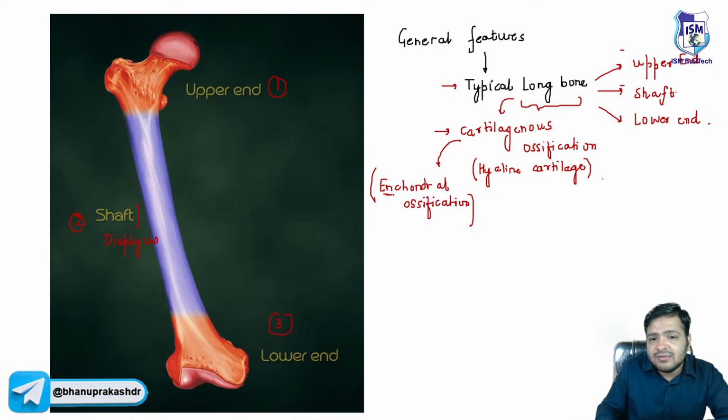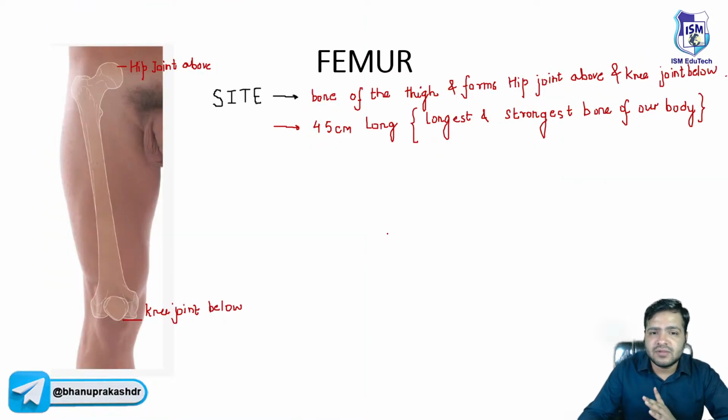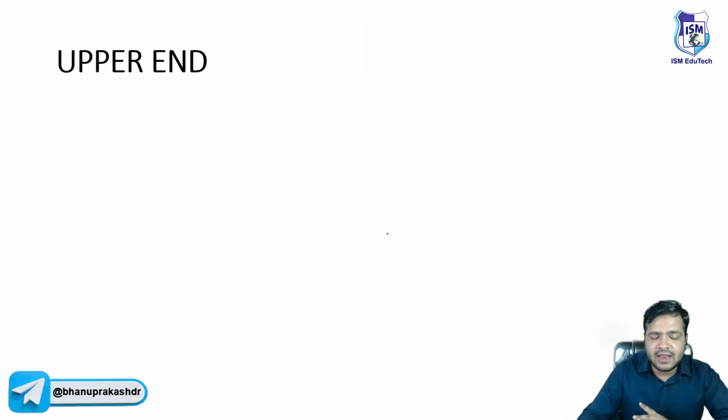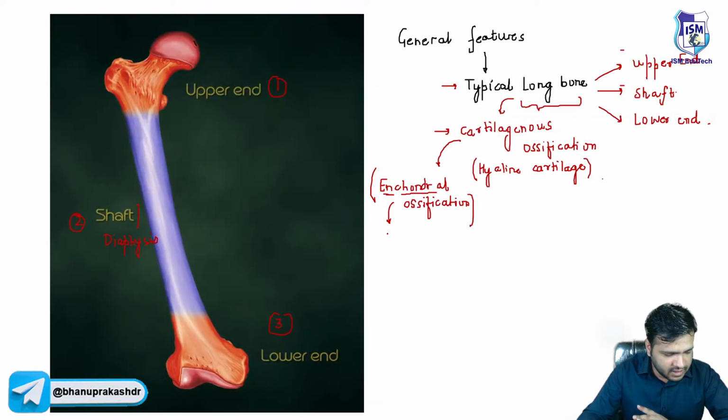Enchondral: En means inside, chondro means cartilage. So it is developing from the cartilage, right? So that is about the general features. I hope you all have written the site and the general features, right?